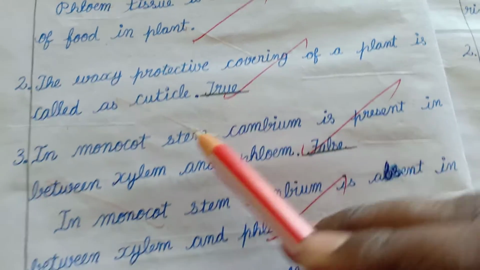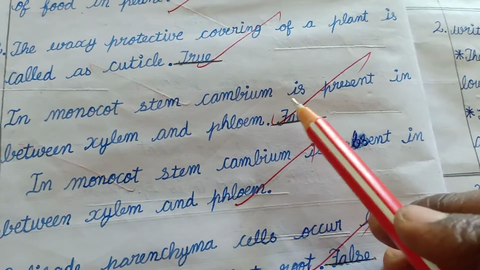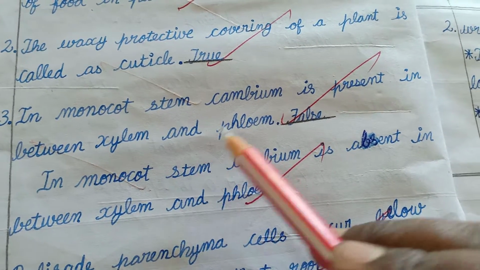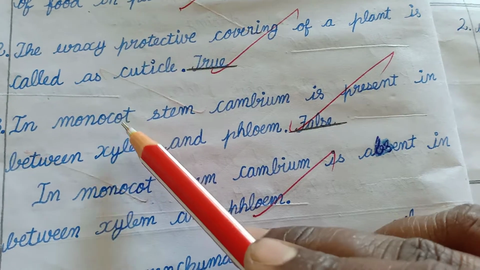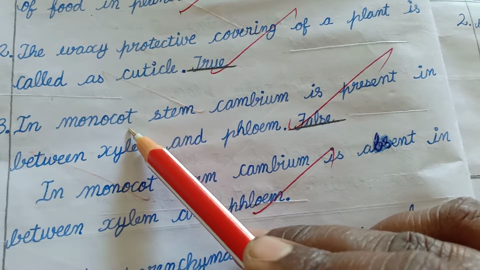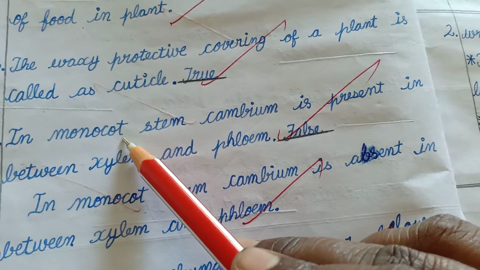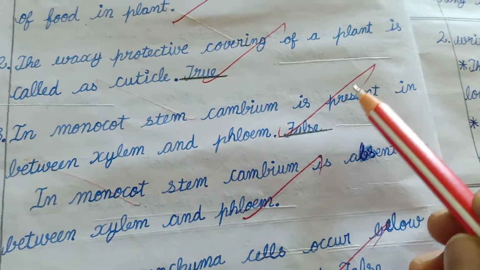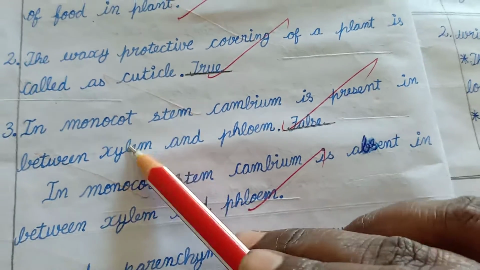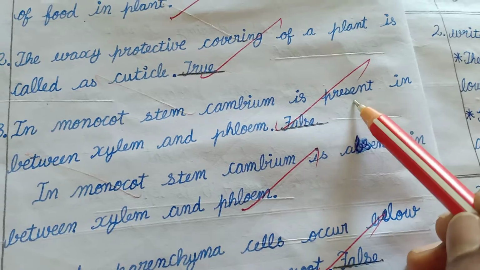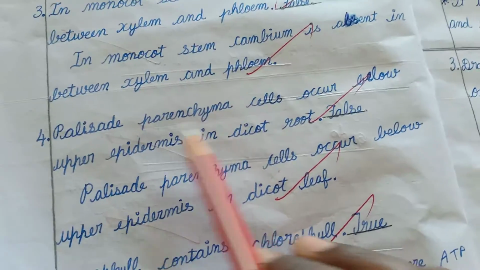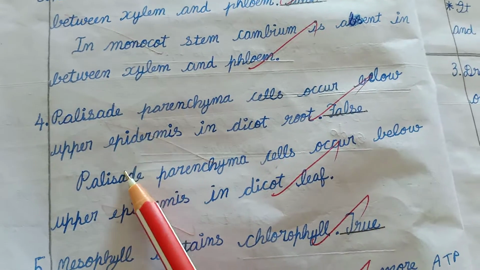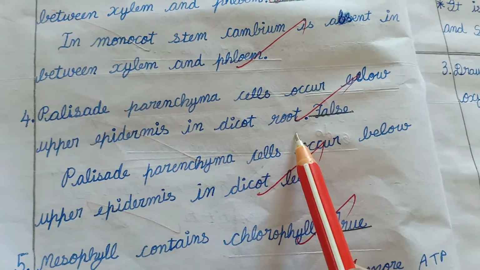True. In monocot stem, cambium is present in between xylem and phloem. False. It is in dicot stem. In dicot stem, it is present. Either you can change this as dicot or you can change present as absent. In monocot stem, cambium is absent. Either way you can write. So it is false.